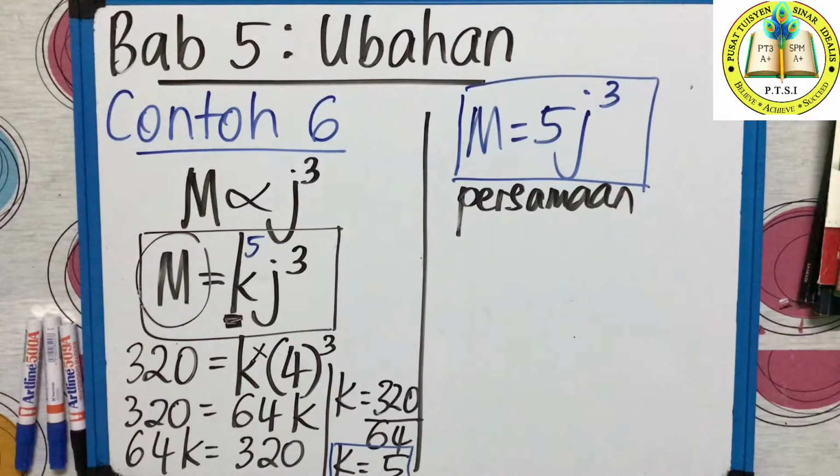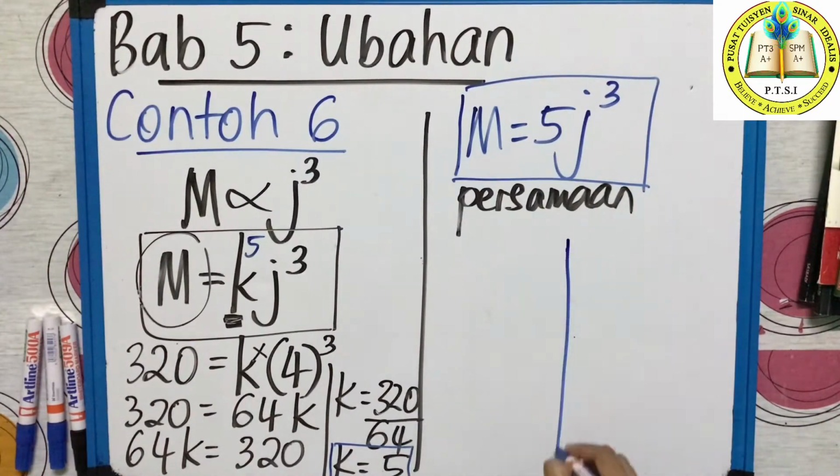Sekarang kita lihat soalan A. Hitung jisim berbola logam apabila jejari 3. Now they say jejari 3. So you follow the A. Every question is different. So they say jejari 3. So bila dia kata jejari 3, you have to ganti. So how to ganti that? Very easy. You see, the equation is M equal 5J kuasa 3, right?